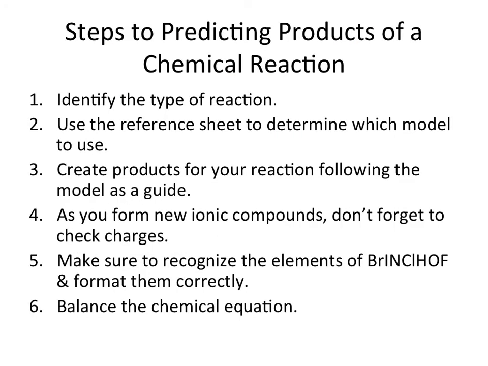First thing you'll need to be able to do is identify the type of reaction. Then you're going to use your reference sheet to determine which model to use. You will create products for your reaction following the model as a guide. And as you form new ionic compounds, we want to always remember to check our charges to make our compound neutral. And we want to be able to recognize the elements of Brinkelhoff, all the diatomic elements of bromine, iodine, nitrogen, chlorine, hydrogen, oxygen, fluorine, and make sure that they're formatted correctly. And then, of course, balance the chemical equation.